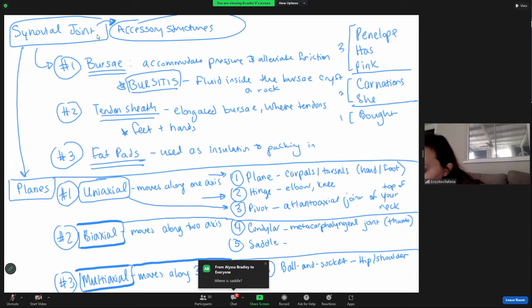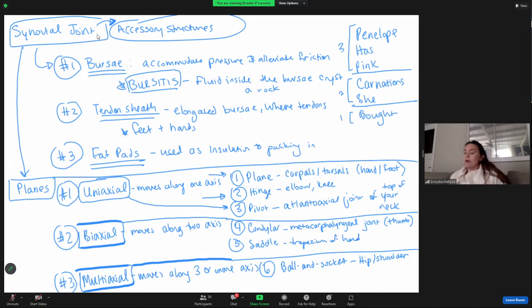I don't have a location for saddle. Let me see real quick. Saddle, it looks like it's between the trapezium and the metacarpal of the hand. So what was I saying? Oh, make sure you know locations of them. We'll ask you locations, and then we'll also ask you which axis they move across. The locations I gave you should be sufficient, but you can also take a look at your PowerPoint for additional locations.